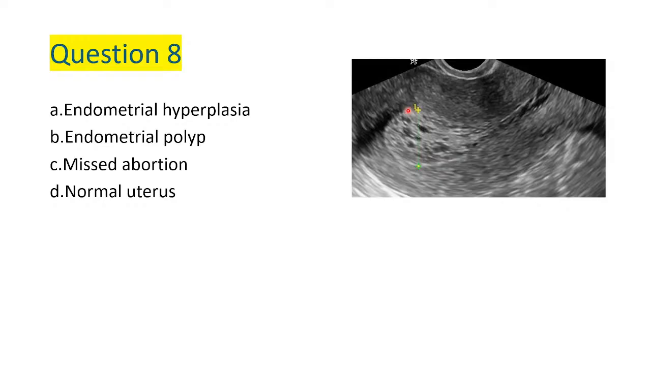The other closer differential to this, though this is too small, will be a molar pregnancy. So a molar mass can appear like that, but it will be bigger. At the same time, a molar mass has to correlate with a pregnancy test. So without that, this is an endometrial hyperplasia.